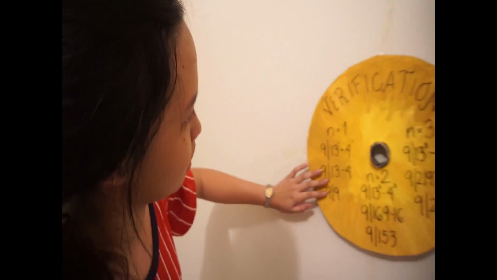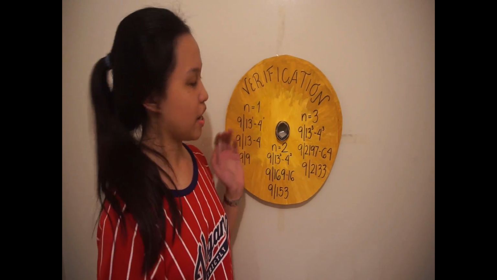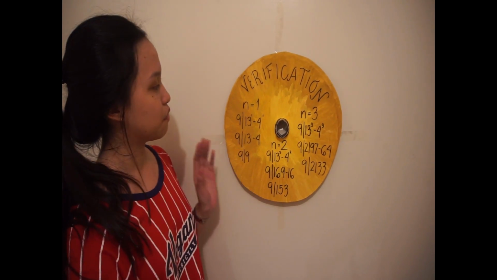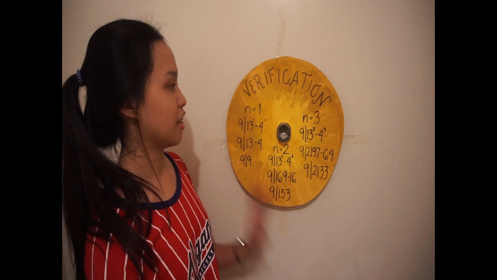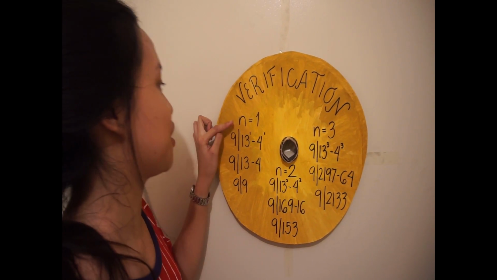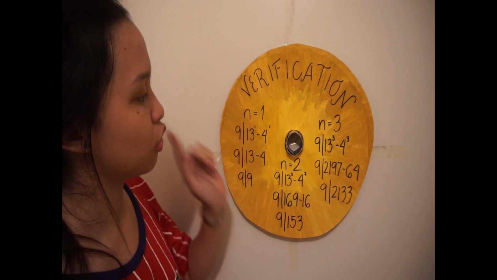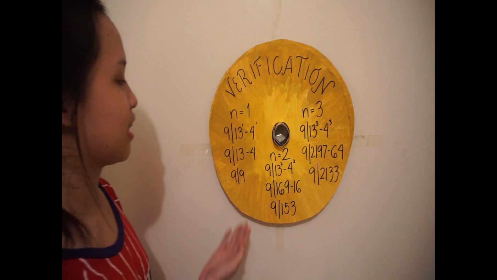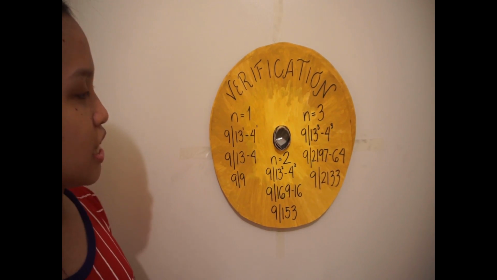Done. This is the solution I've come up with. In order to prove that the given is divisible by 9, for any integer n greater than or equal to 1, we should verify the given first. We substitute n with 1, 2, and 3. For n = 1, 13 minus 4 is 9, which is obviously divisible by 9.